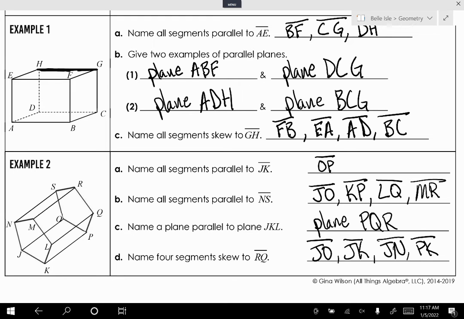Yes, Rocco. JK and which one, Rocco? Are you asking if they're parallel?